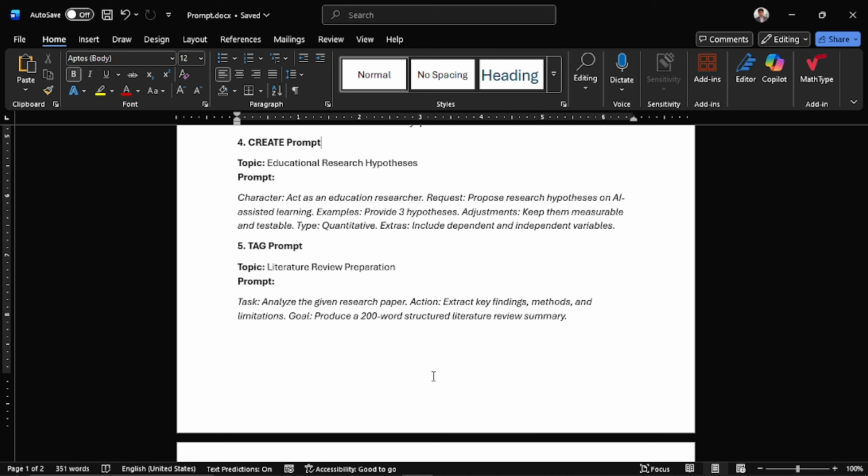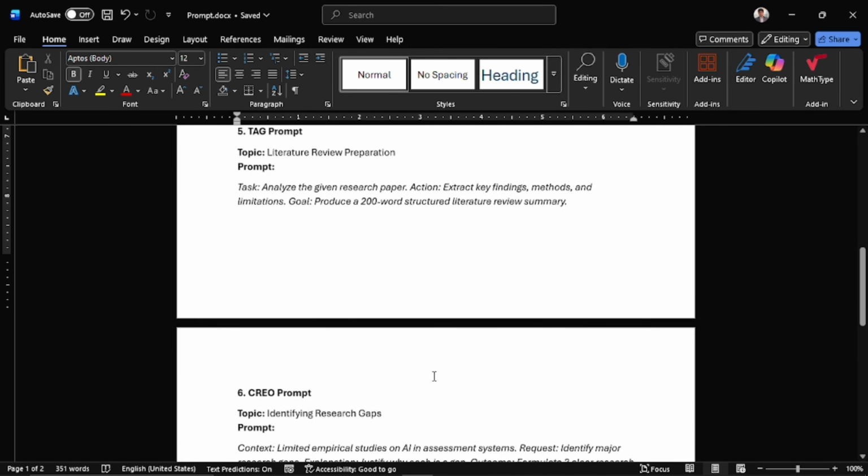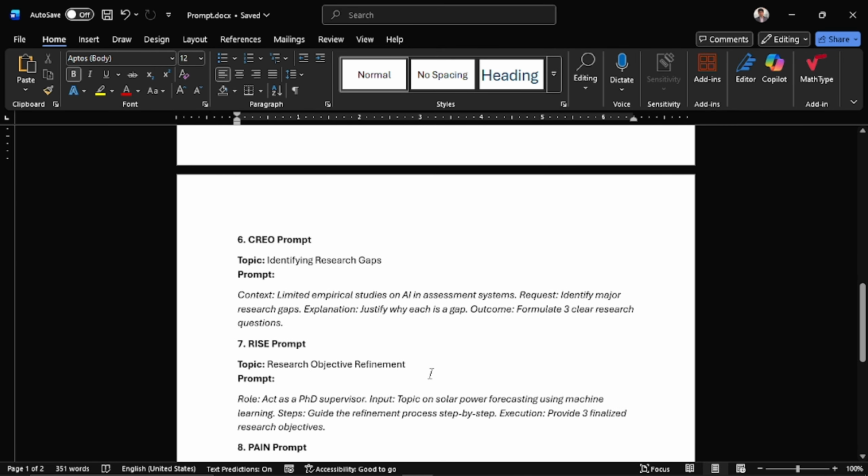So produce a 200 word structured literature review summary. That is where you can use the TAG prompt, and the second one is the CREO prompt. Okay, so identifying research gaps. The previous one and this one are mainly helpful for the research people.